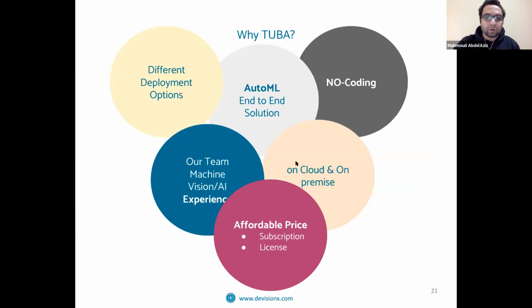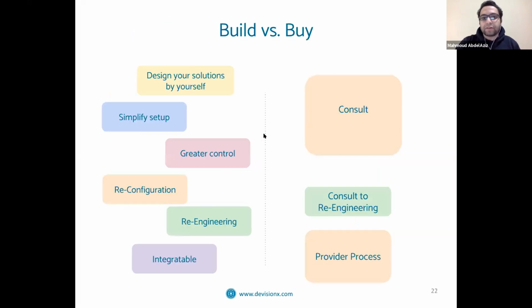So after the whole of that, why do we need to use TUBA, or why do we need to use no-code or AutoML tools? We have different types of deployment options: the AutoML end-to-end solution, the no-code on cloud and on-premise solution, and also your team making it by yourself. So we'll go here to build versus buy.